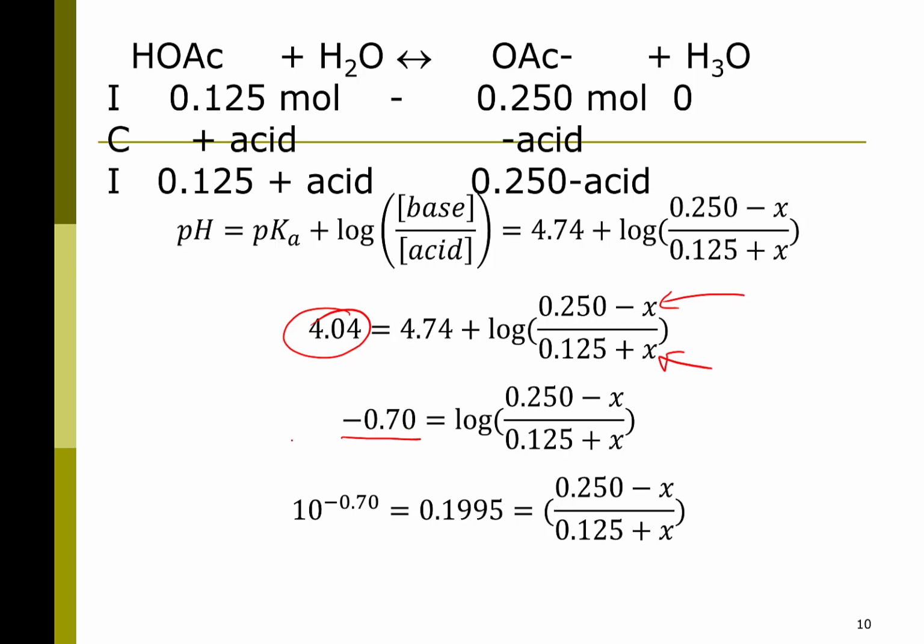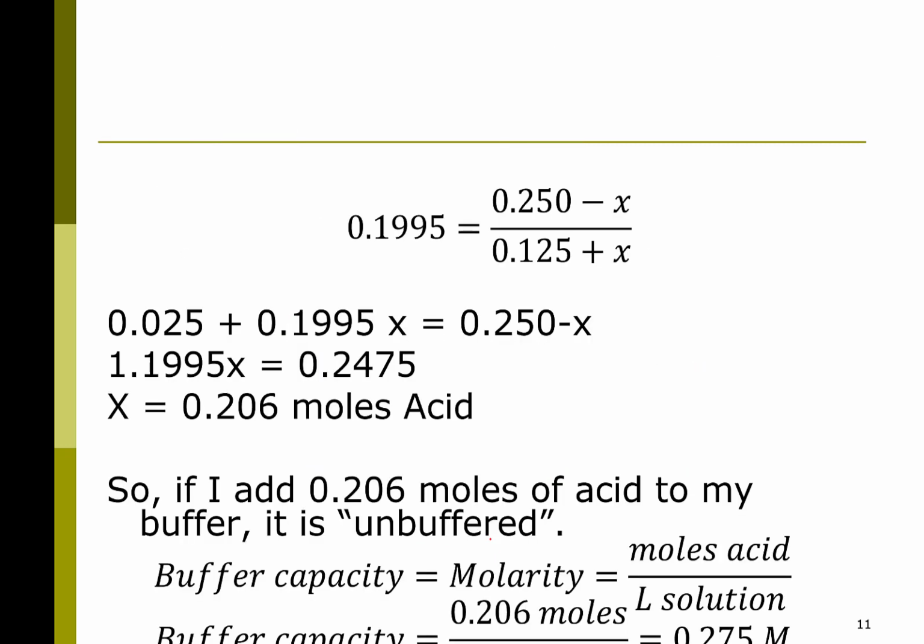And of course, to get rid of the log, I use the anti-log, which is 10 to the power of X. And so I essentially raise both sides as powers of 10. That gets rid of the log on the right-hand side, right? And it's just a number on the left-hand side, 0.1995. So I just cross multiply and solve for X. And what I find is for this particular buffer, if I added 0.206 moles of HCl, the pH would have dropped to 4.04.